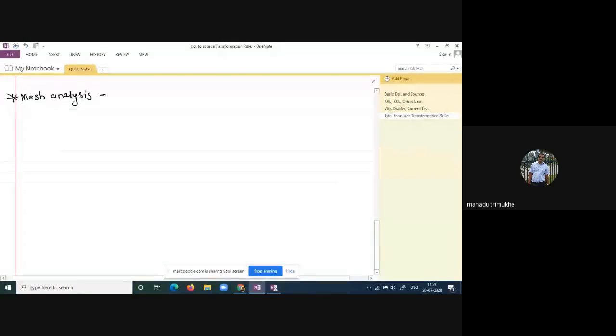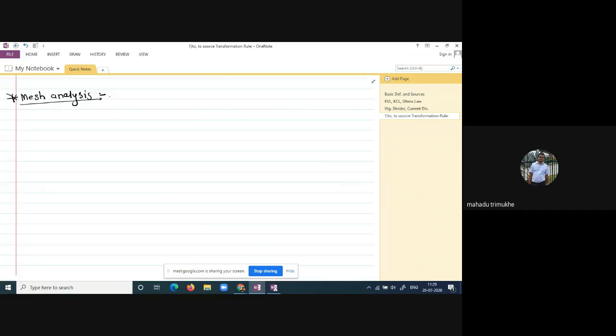You have already gone through this mesh analysis in BEE. What is mesh? Mesh is nothing but a loop which does not contain any other loop within it. Mesh analysis is applicable only for a planar network. Planar network means a plane surface without any crossover.